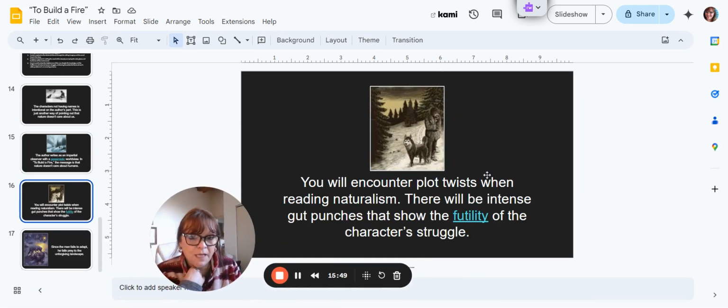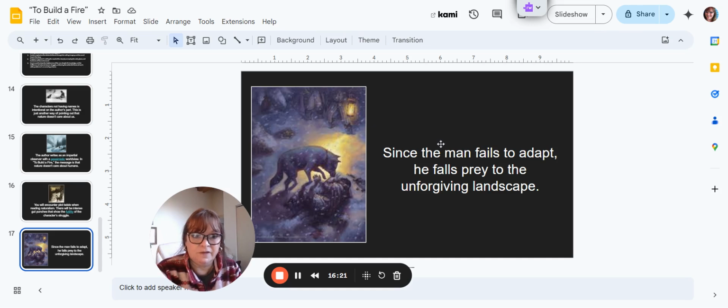You will encounter plot twists when reading naturalism, and this story is no exception. In the story, there are going to be intense gut punches, and what I mean by that is you're going to go, "Ooh! I wish that hadn't happened to this person." But it's intentional again on the writer's part, and it shows the futility of the character's struggle. Nature doesn't care about you. You can fight against us all you want. You are woefully unprepared. Too bad.